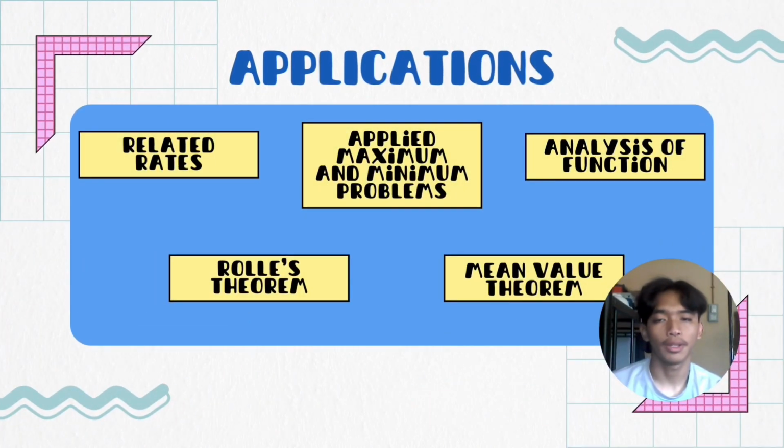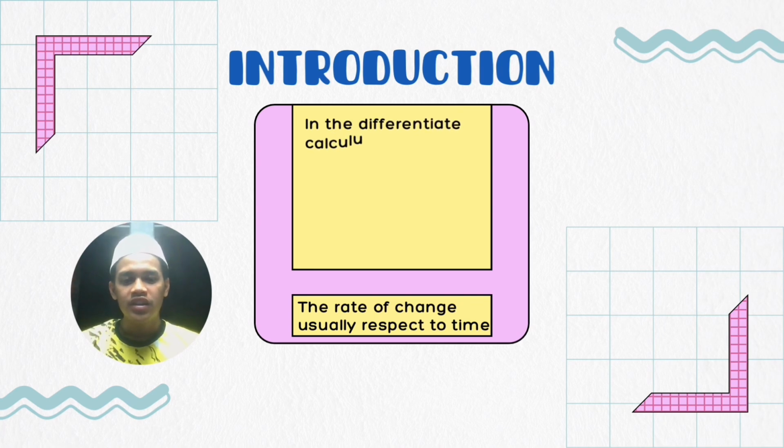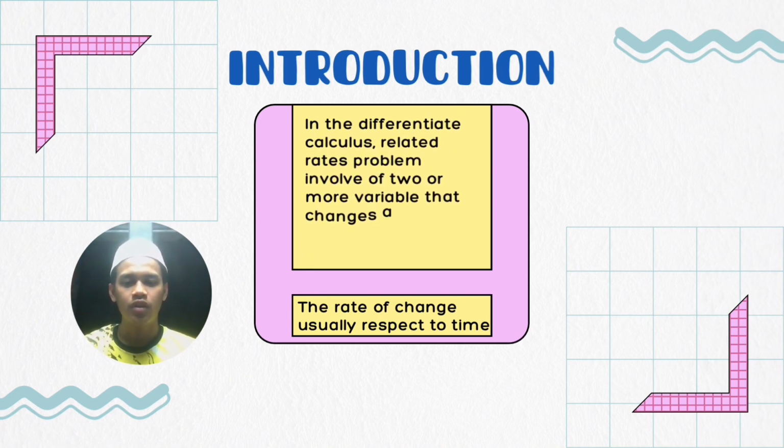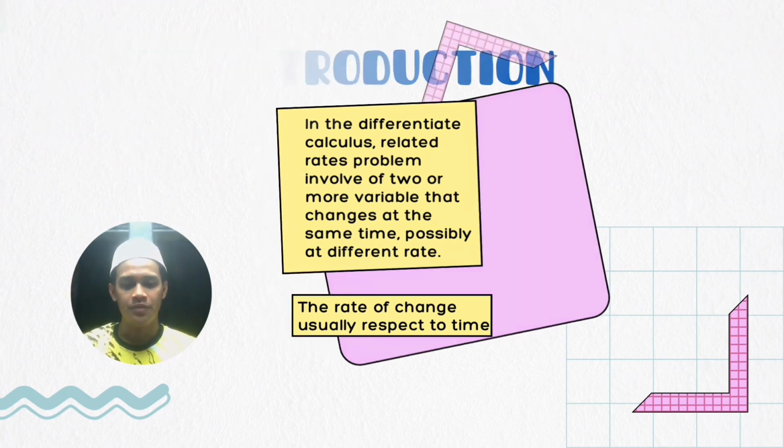There are a few applications for differentiation. There are related rates, applied maximum and minimum problems, analysis of a function, Rolle's theorem, and mean value theorem. Okay, let's go to our topic. Introduction. In calculus, a related rate problem involves two or more variables that change at the same time, possibly at different rates. The rate of change is usually with respect to time.